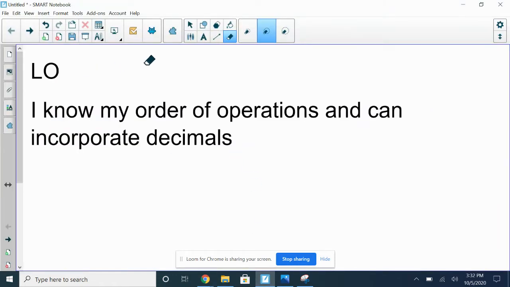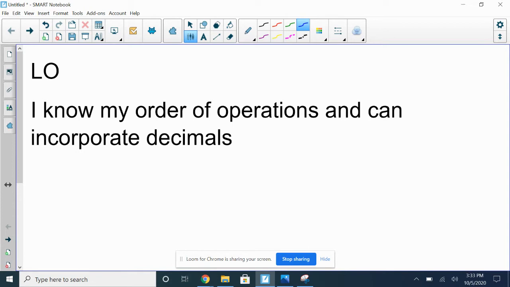So yesterday our learning objective was that we were going to review our order of operations from our previous year, and then we were going to do some basic order of operation problems just so we could get back in the hang of using our order of operations. And I told you that throughout the week we were going to incorporate more of those rational numbers that we were doing in that first unit we just finished.